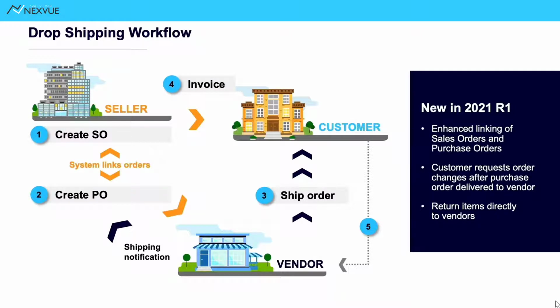Acumatica 2021 R1 has tightened the link between the sales orders and purchase orders. Now, if the customer changes their mind after the PO has been sent to the vendor, you can update the order while keeping records in sync. Also, if the customer receives goods not to their satisfaction, they can now send them back to the vendor directly, not to your warehouse. Let's look at how to create a sales order and drop ship to your customer.